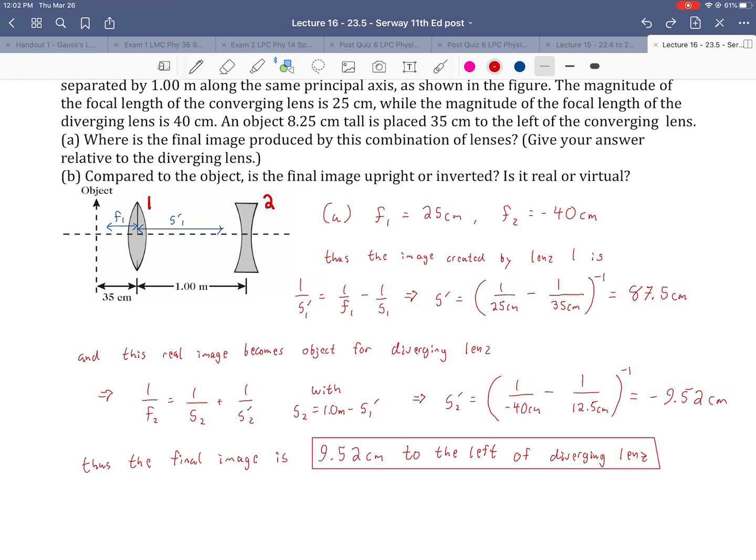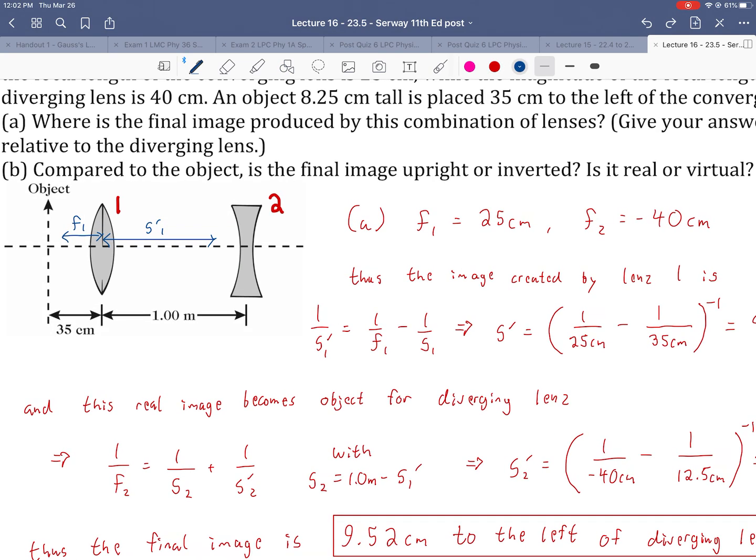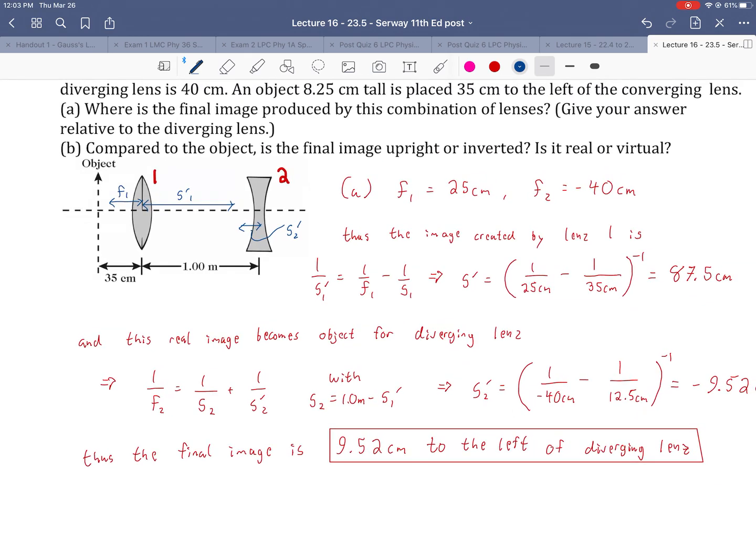We can go ahead and label that. So this right here is going to be the final image location. That's going to be S2 prime. Looks good. All right. So compared to the object, is the final image upright or inverted?